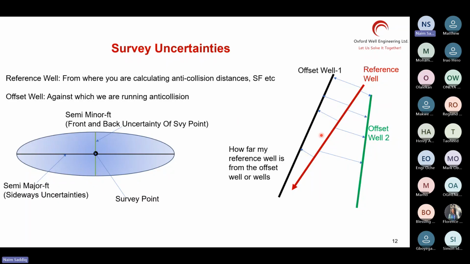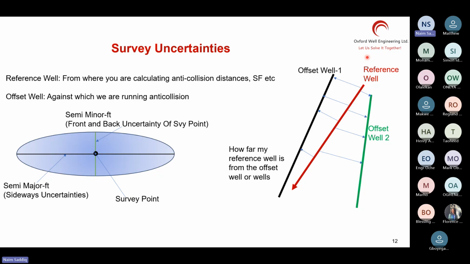On the right-hand side, just some jargon. People use the jargon about offset well, my reference well, my offset well. Reference well is the one you are drilling. When somebody says the offset well is very close, you should know what it means. It means that you are drilling, and the well which is in the vicinity is one of the offset wells. You are called the reference well. The well you are drilling is the reference well.